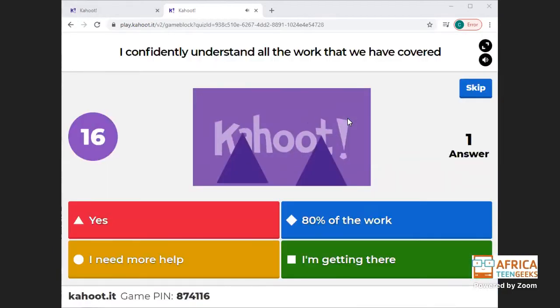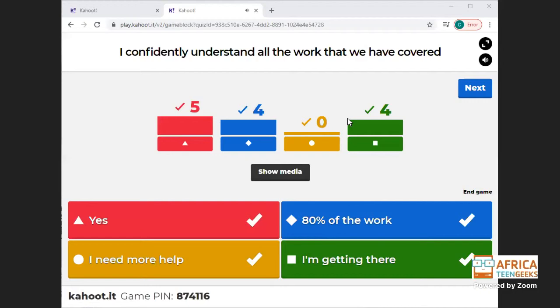Decide whether the revision has helped or not. There is no correct or incorrect answer, guys. I just want to hear from you how you feel about this section of the work that we have covered. So we have 5 students who say they confidently understand, 4 students who say 80%, and 4 students who say they are getting there. All right, cool. No problem, guys.